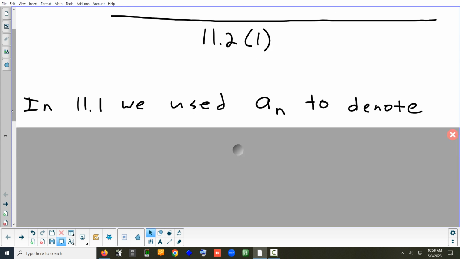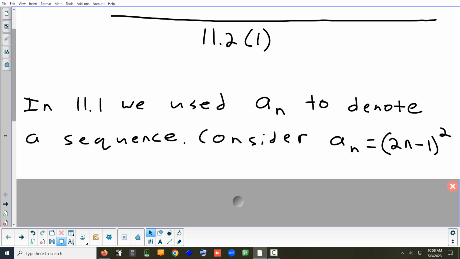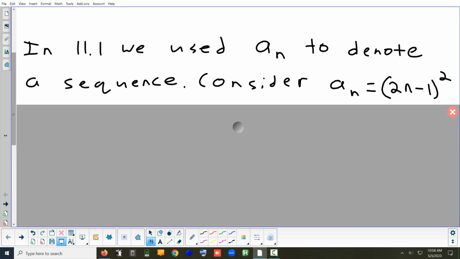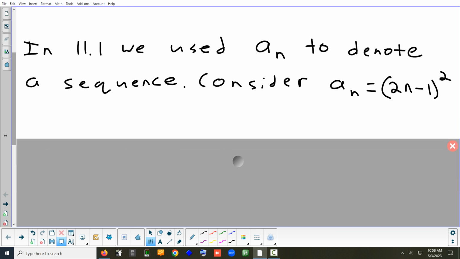All right, so in the last section, we used this kind of notation to denote a sequence. We used a lowercase letter, and then a subscript on that letter that indicated the position. So let's pretend this was our formula for our sequence: a sub n equals (2n minus 1) squared. Let's write out some of the terms in that sequence. I'll just do the first 6.